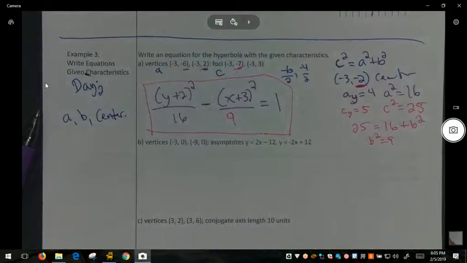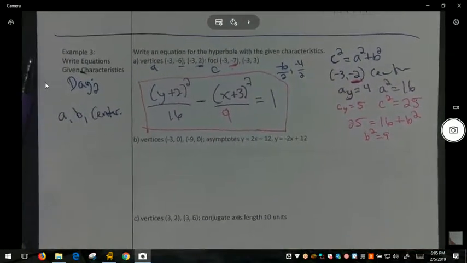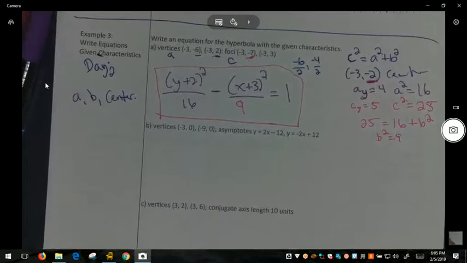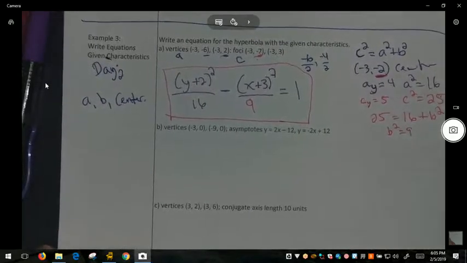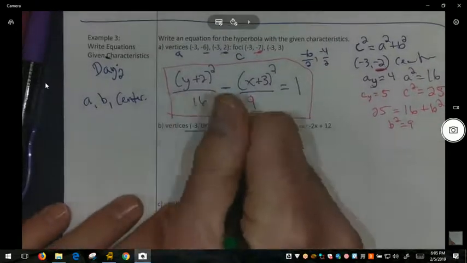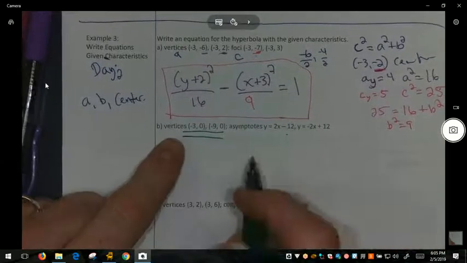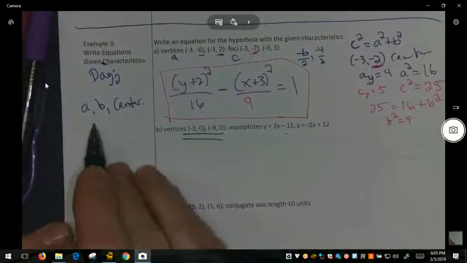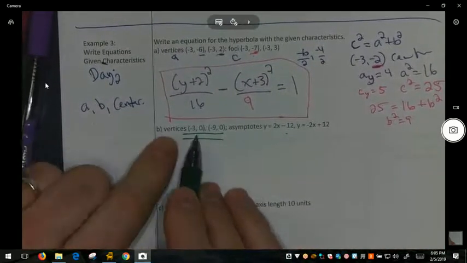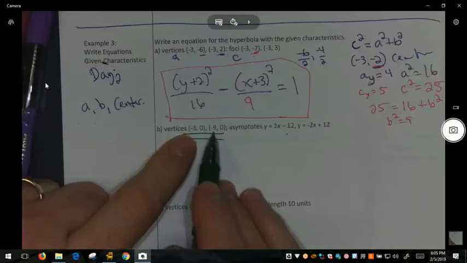Next we look at an example where we're actually given 2 asymptotes, and really the only part I'm most concerned about with the asymptotes is the slope. The y-intercepts can be negligible depending, not if I'm looking to graph them or find them, but for this. For this equation, again, we need a, b, and the center. The good news is we have the vertices, so we can easily find the center. We're going to do the midpoint formula.